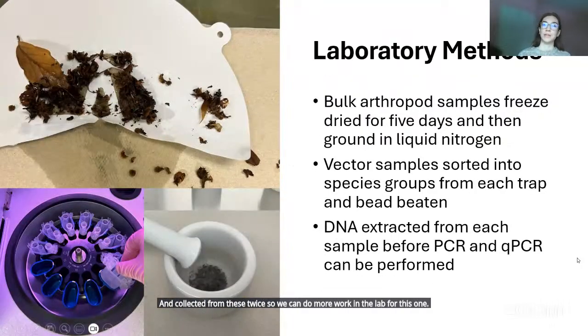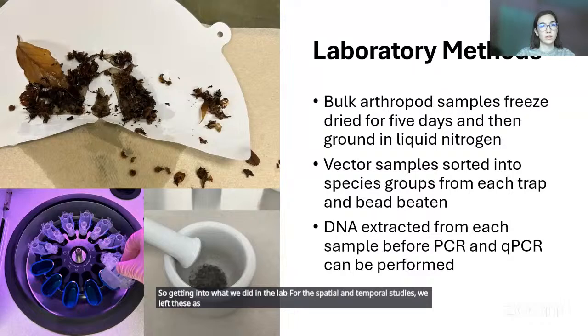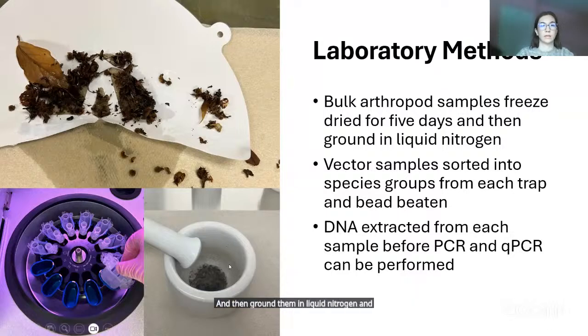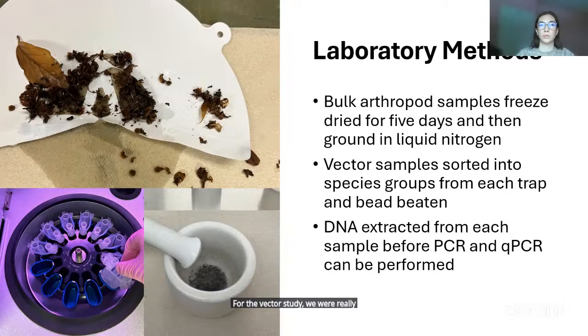So getting into what we did in the lab, for the spatial and temporal studies, we left these as bulk arthropod samples. So what this means is that we took out all of the plant material, kept all the bugs together, and then freeze-dried this for 5 days, and then ground them in liquid nitrogen, and that's what's happening in this mortar and pestle here until they reached a fine powder. For the vector study, we were really only interested in what the sap beetles were doing.